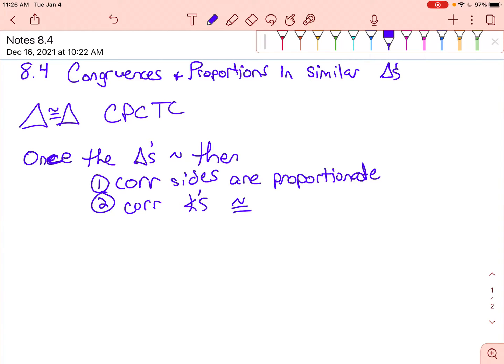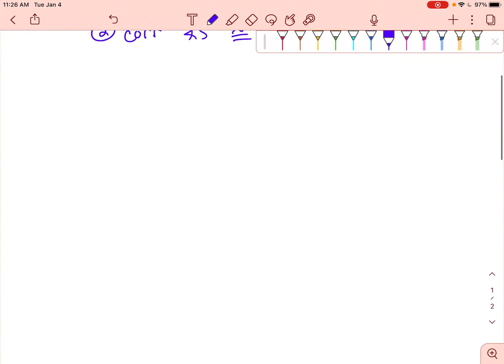So I'm going to show you an example of what one of these proofs is going to look like. I'm going to give you, given that we have parallelogram ABCD, and also angle BJD is congruent to angle DKB.